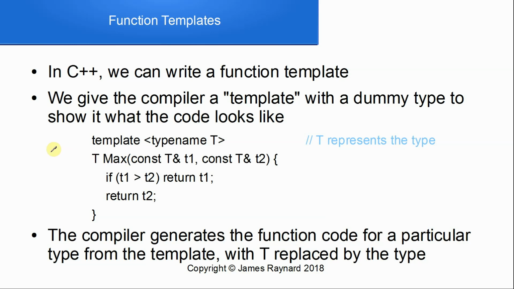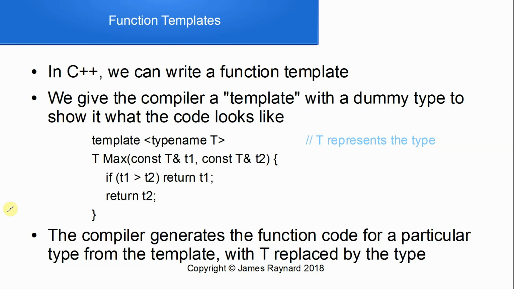And then what will happen when we try to use this function, the compiler will go in and replace T with the appropriate variable. So for example, if I want to use this with doubles, it'll go in, it'll replace T with double, and then it'll actually generate a new function which has that code. So this is really an extra level of programming. We're telling the compiler how to generate code.